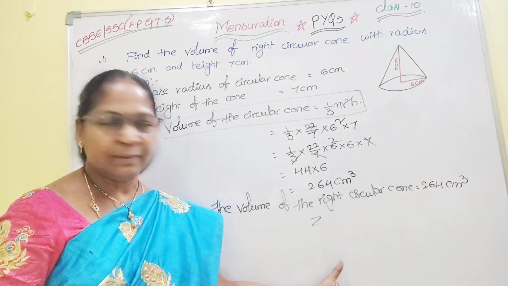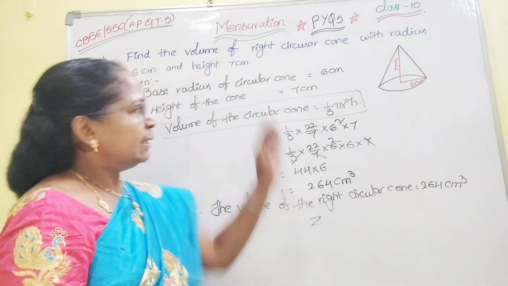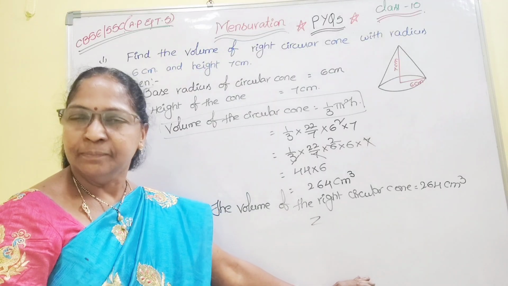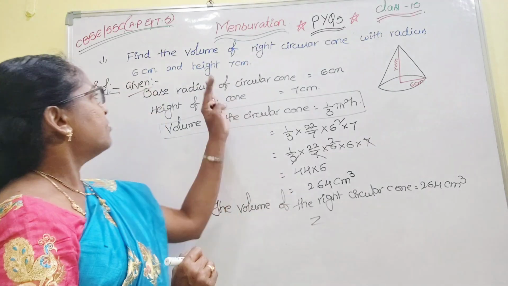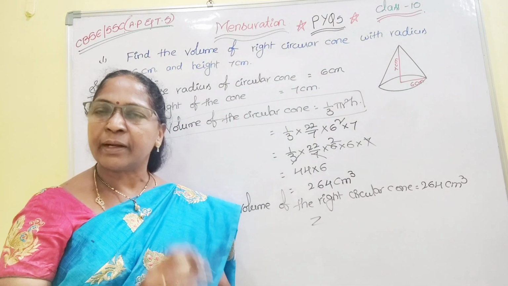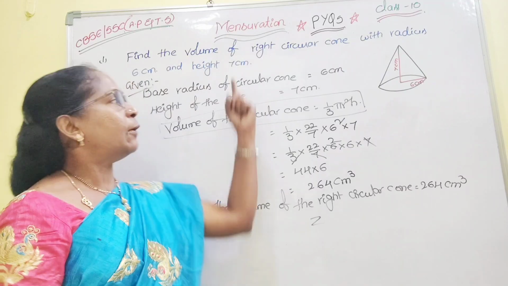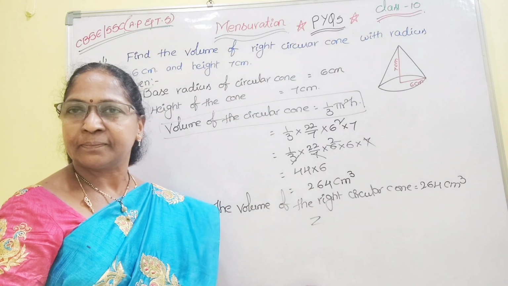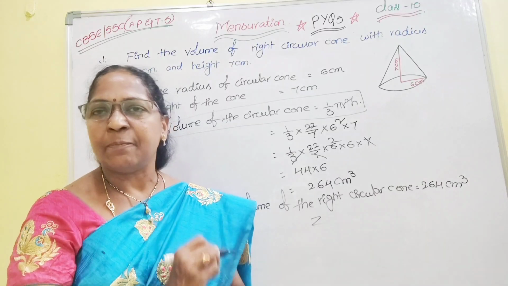Now got it? Is it clear? What is the way of representation? This is a way of representation. For any other question also, if a theoretical question is given, first you have to read the question properly. Try to understand the question. If you understand the meaning of the question, then only you can solve the problem. So first thing, understanding of the problem is important.